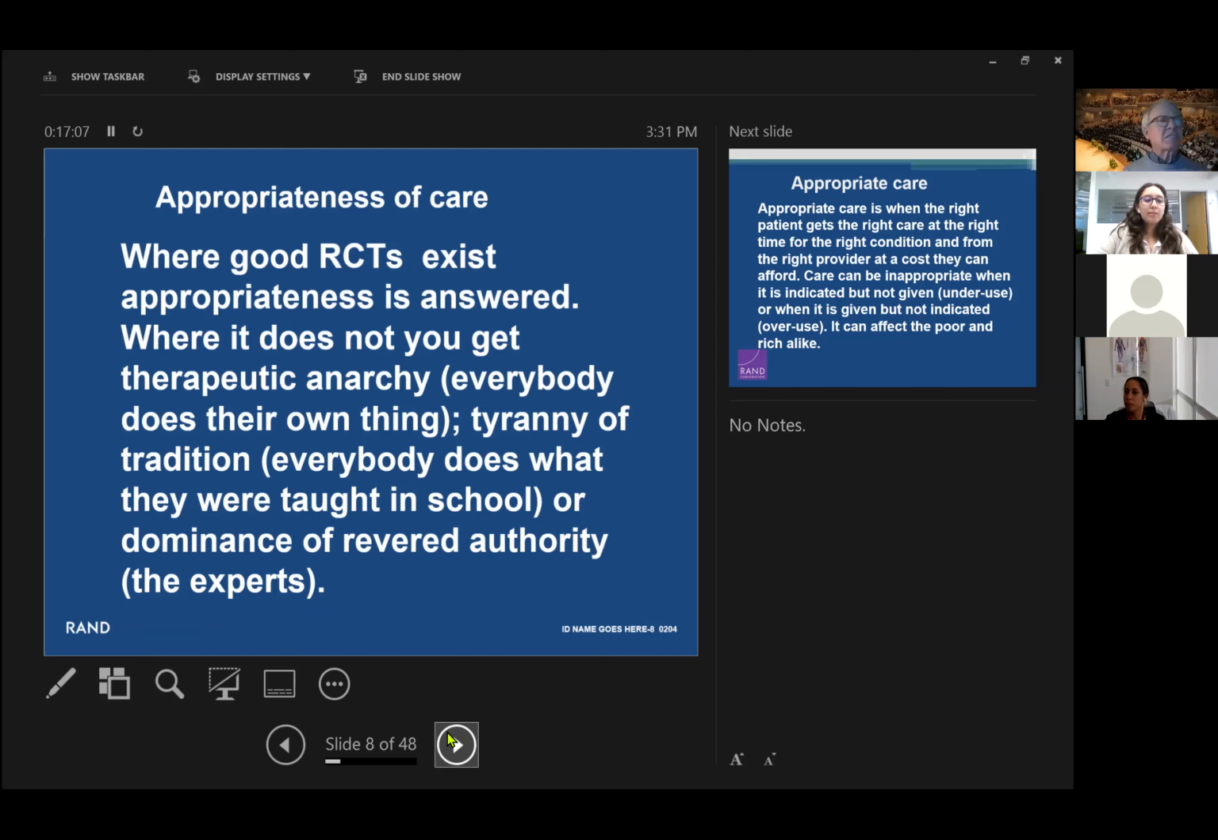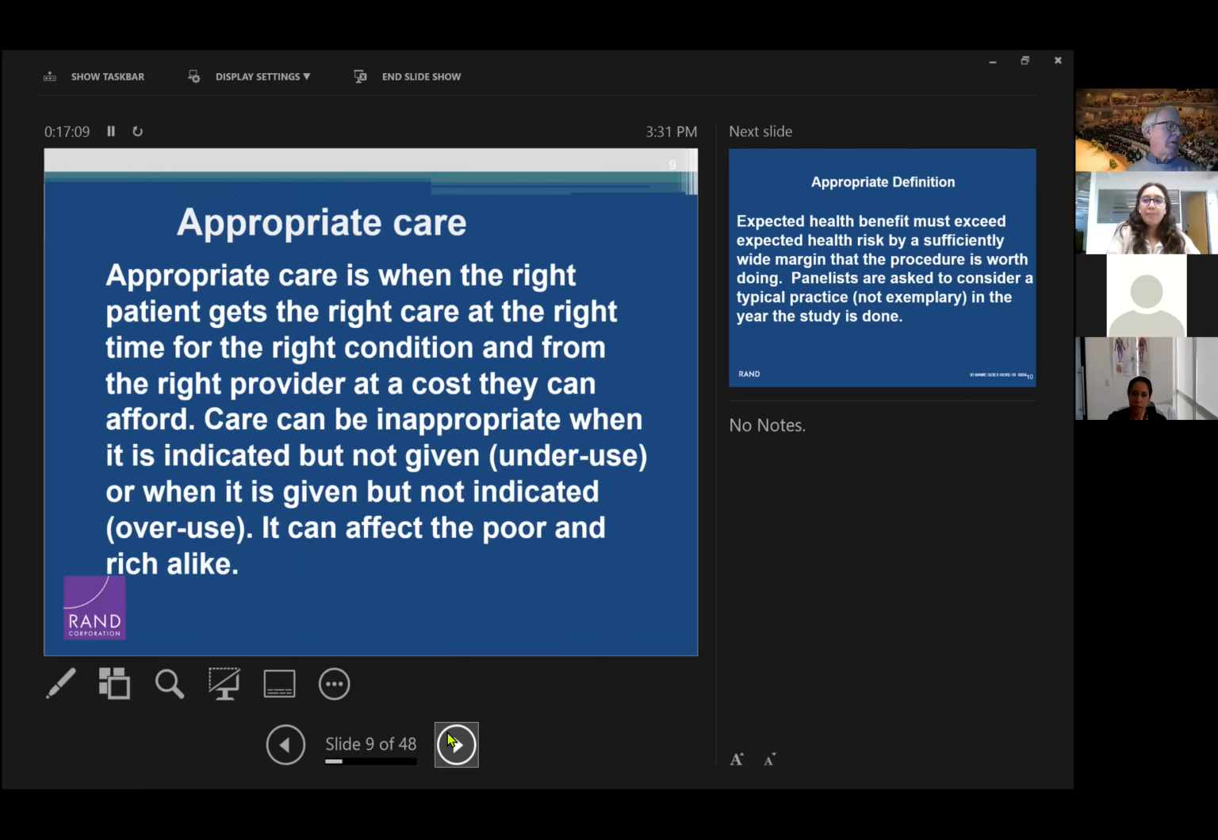Anyway, that's the background, but here's what appropriate care is. It's when the right patient gets the right care at the right time for the right condition and from the right provider at a cost they can afford. So just very briefly, when all of those things line up, you can probably say the patient's getting appropriate care. But you've got to remember that inappropriate care can actually be underuse. You don't get it when you should get it, when it's the most appropriate care for you.